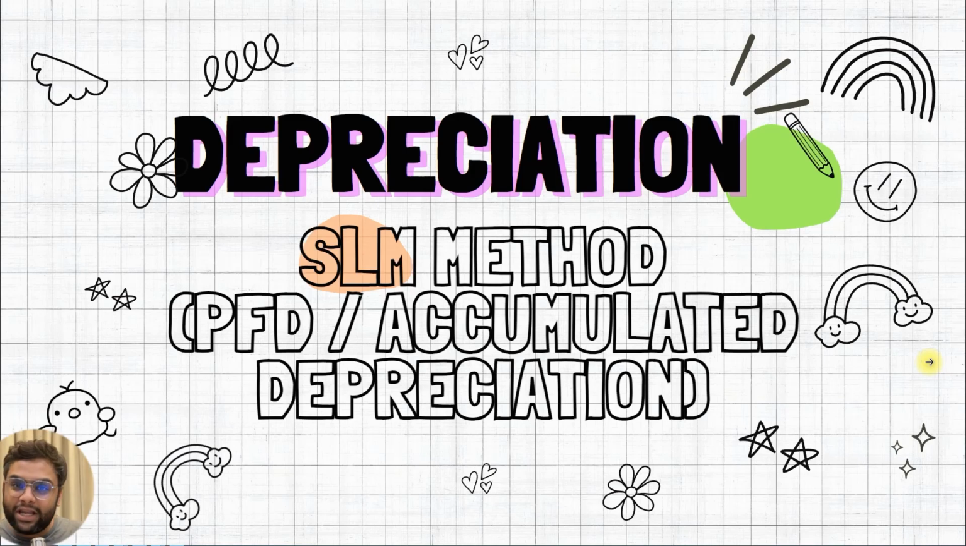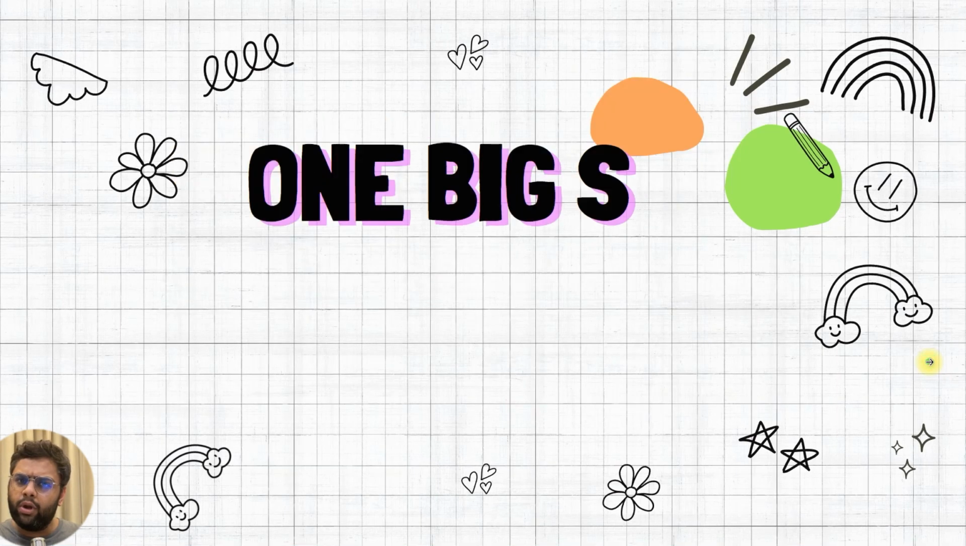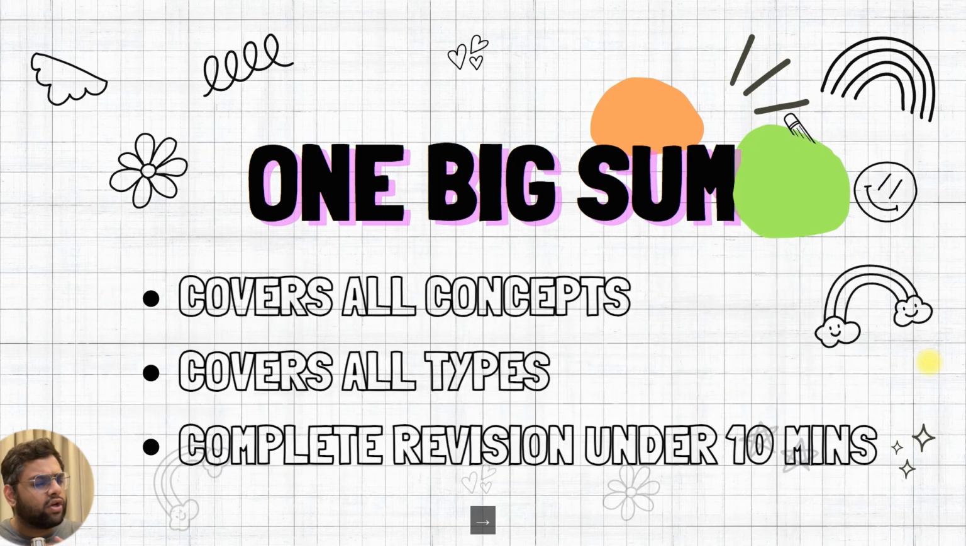Hey, in today's video, we are going to learn about depreciation. We'll be covering the straight line method along with the provision for depreciation or accumulated depreciation account. In this video, we will do one big sum that covers all concepts, all types of questions that can come in the exam. Complete revision under 10 minutes.